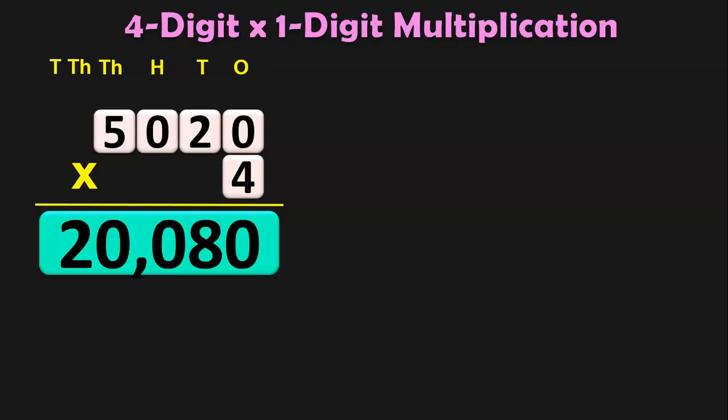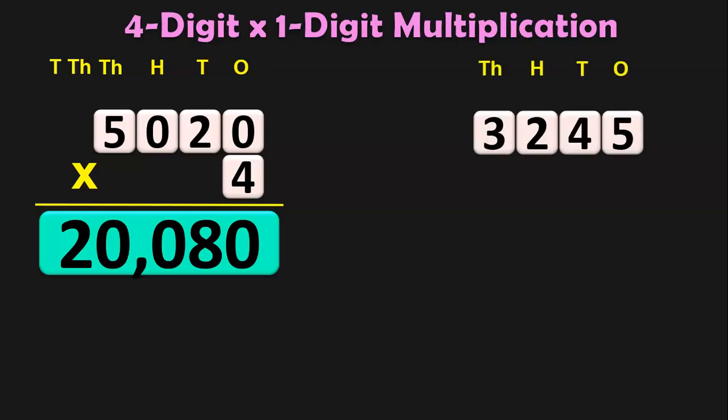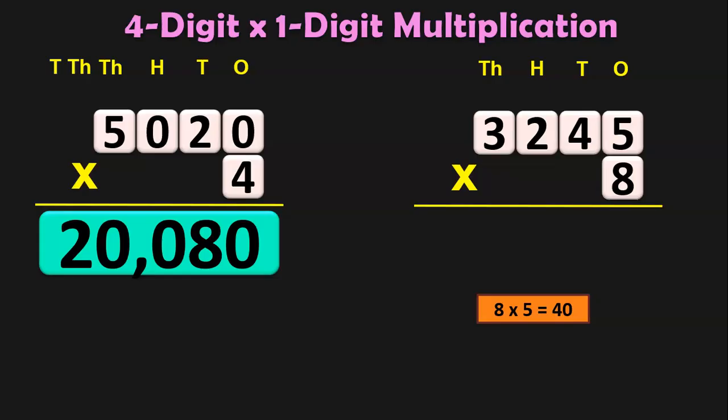See how simple it is? This is 4-digit by single-digit calculation without any grouping. Let us do another example now. 3,245 multiplied by 8. Begin multiplication from the ones place. 8 into 5 is 40. So we have to regroup this, which is nothing but 0 in the ones place and 4 will move to the tens place.